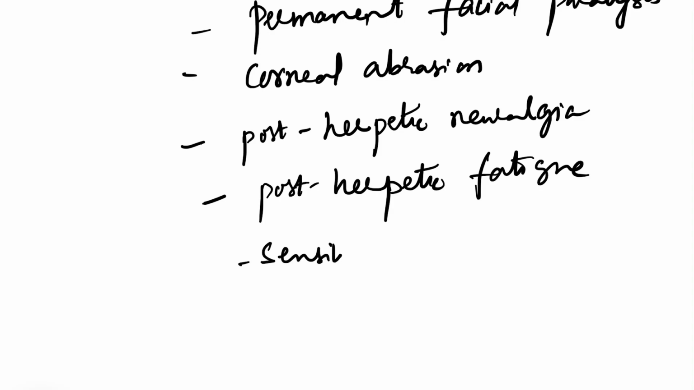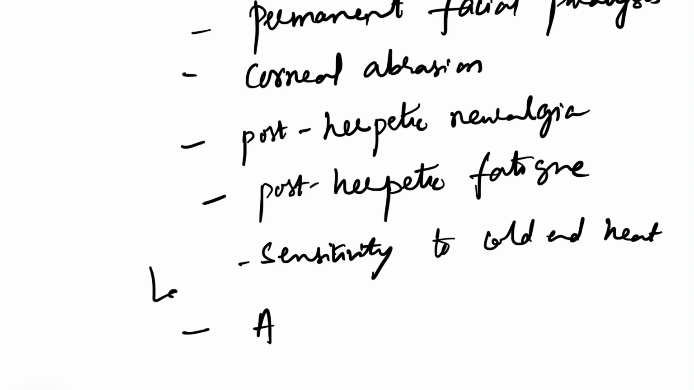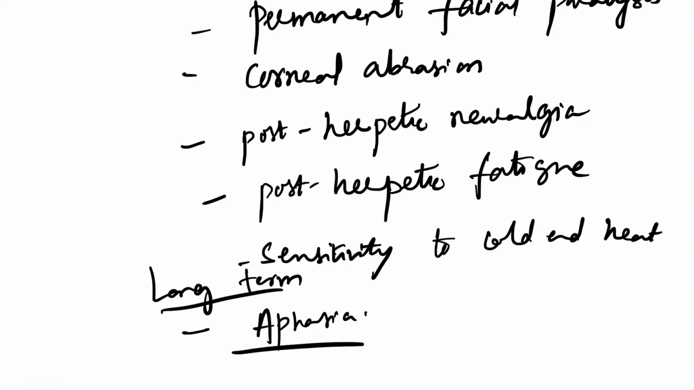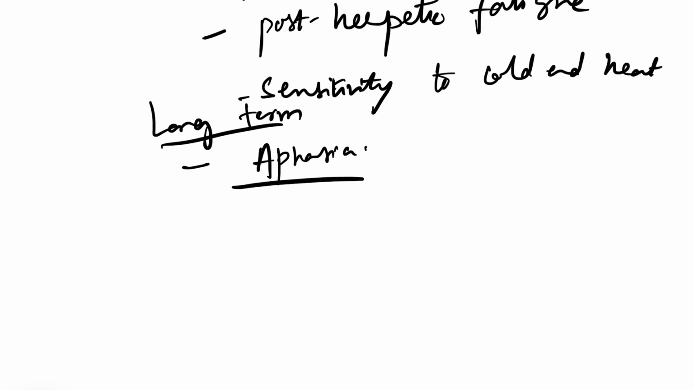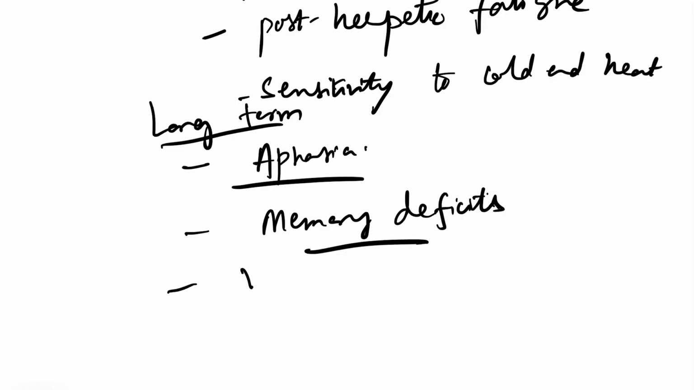So these are the possible long-term complications, sensitivity to cold and heat. This was the general complication. Then some long-term complications we can see are aphasia, that is verbal processing deficits, including speaking, or sometimes there will be memory deficits, including failures in the short-term memory, and vertigo or partial or full hearing loss.